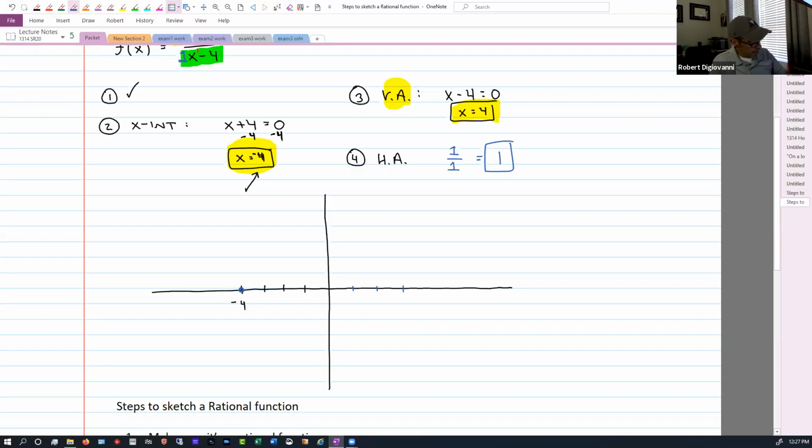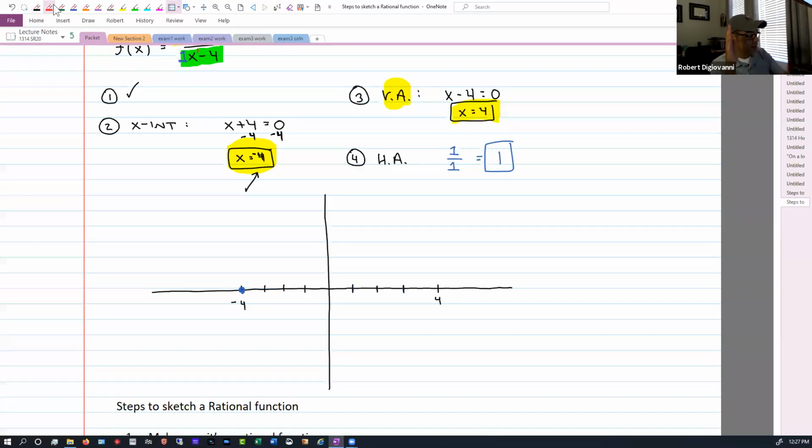So that dot was part of my graph. Then I'm going to go to +4. And what am I going to +4? Not a dot, right? What's happening at +4? I have a vertical asymptote. What are vertical asymptotes? They're vertical barriers functioning across. So they're actually not part of the graph.